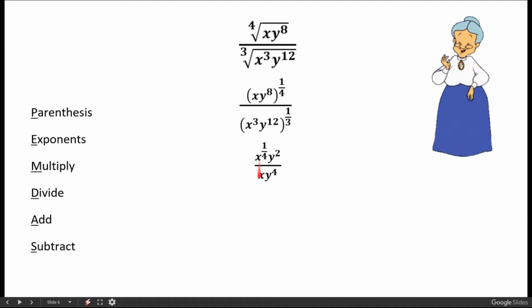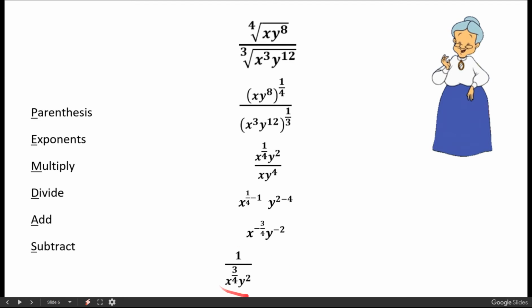Now, we have division here, so we're going to subtract exponents. So we have x to the 1/4 minus 1 and y squared minus 4. And finally, we have gone as far as we can, other than make sure you never leave a negative exponent in your answer. If it's in the numerator, we move it to the denominator.